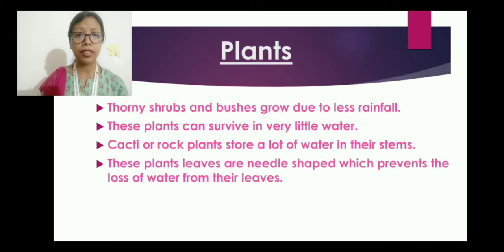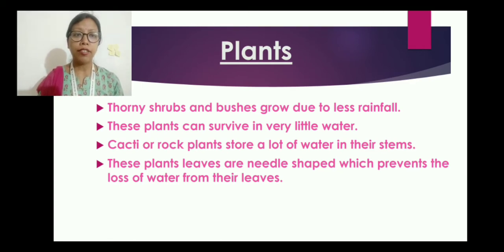Now let us come to the plants. What kind of plants can be found in the desert areas? Thorny shrubs and bushes grow due to less rainfall. The structure and formation of these plants are very different from the areas that receive rainfall. Shrubs are small, and bushes are not very big trees. They grow due to less rain, and they cannot grow much bigger because they do not receive much rain.